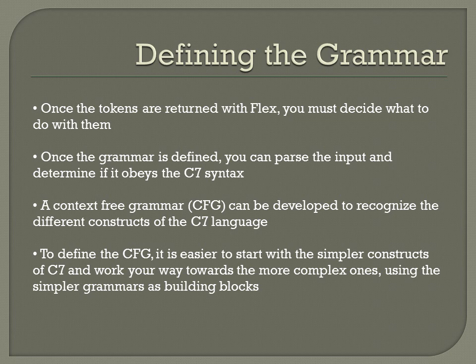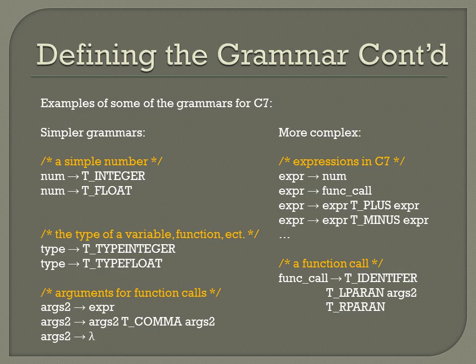A context-free grammar can be developed to recognize the different constructs of the C7 language, and to define this grammar, it's easier to start with simpler constructs of C7 and work our way towards more complex ones, using simpler grammars as building blocks. Here are some example grammars for the C7 language, showing the grammars to accept numbers and variable types and arguments for functions, as well as expressions and function calls.